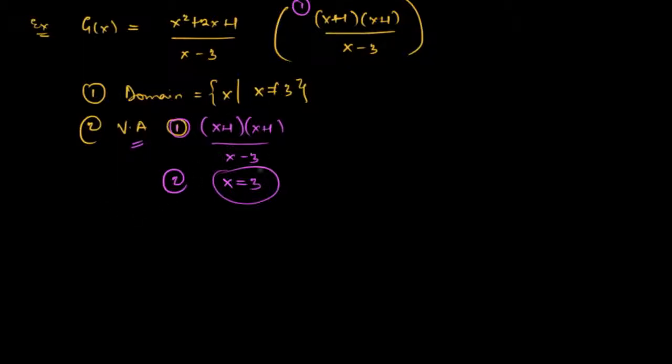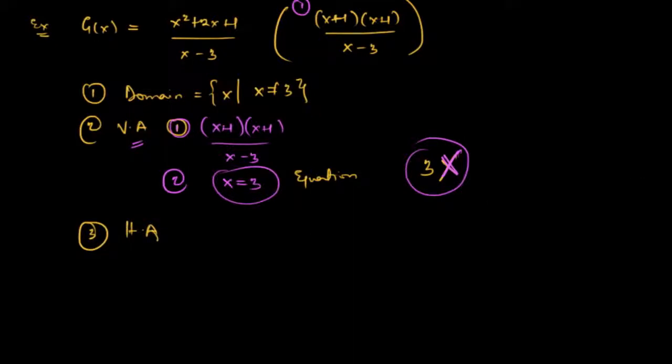Again, note the vertical asymptote is not a number, it is an equation. So 3 is not, I repeat again, 3 is not a vertical asymptote, but x equals 3 is a vertical asymptote. It's the equation of a line, not just a number. So the third one is the horizontal asymptote.